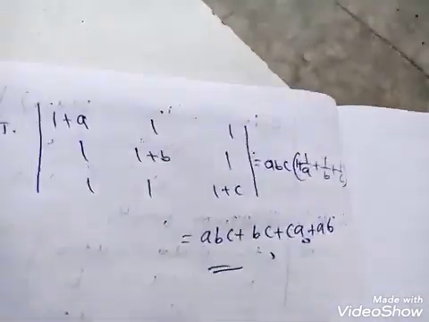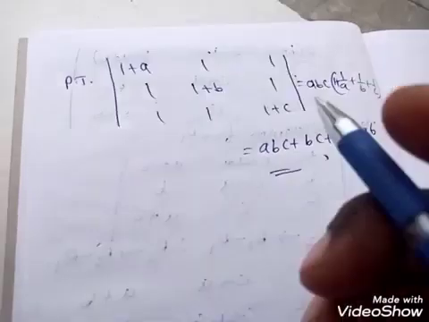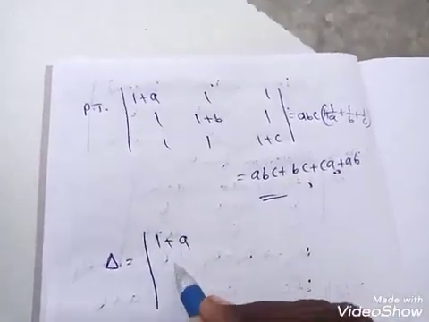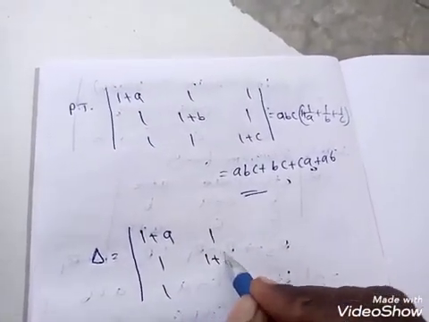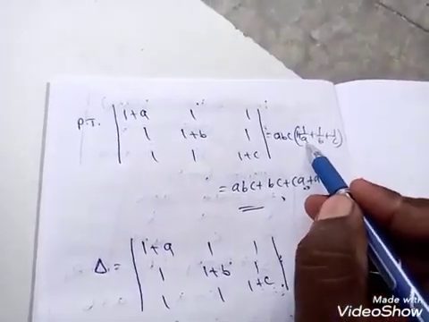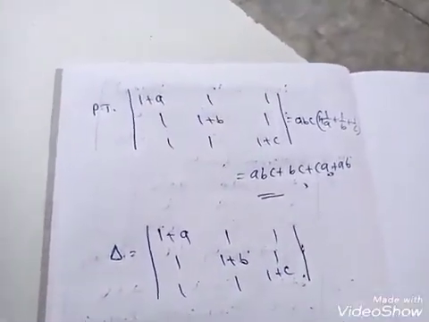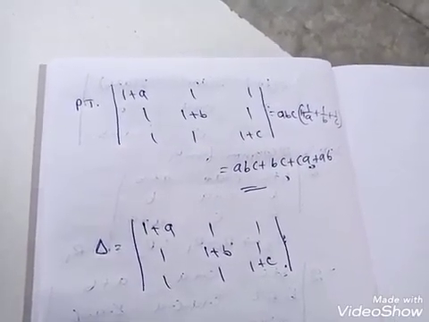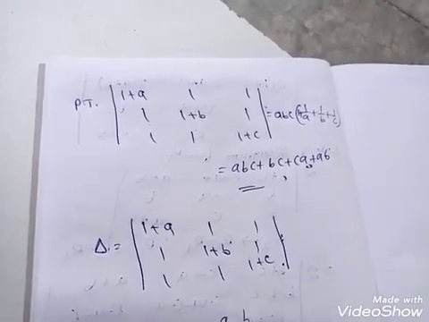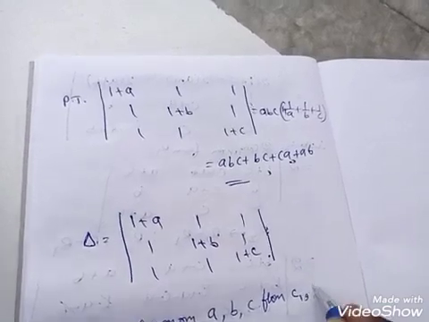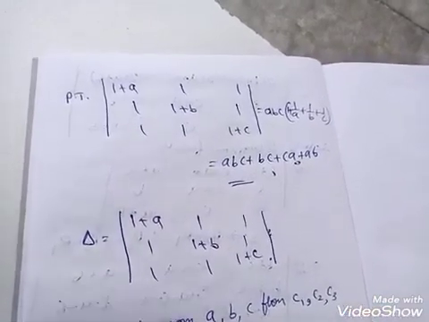We have to prove this. Now here, first I am taking, observe this, delta is equal to the determinant of 1 plus a, 1, 1; 1, 1 plus b, 1; 1, 1, 1 plus c. Now here clearly we have to observe that a, b, c is there, that's why taking common a, b, c from C1, C2, C3 respectively.